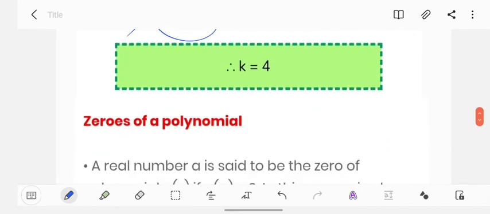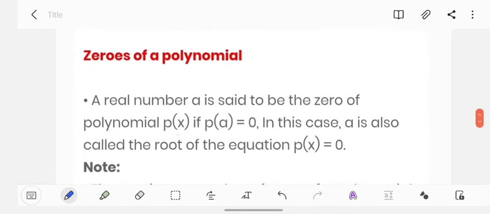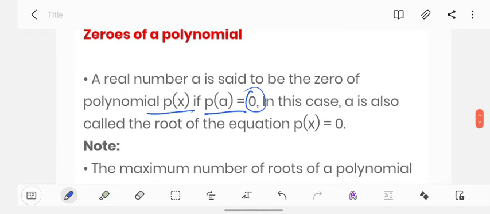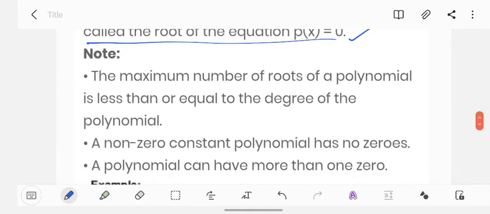Now the next topic is zeros of a polynomial. A real number a is said to be a zero of a polynomial p(x) if p(a) equals 0. That means you need to think of a number which, when substituted in place of x, gives you 0. In this case, a is also called the root of the equation p(x) equals 0. Root means the factor which, when it divides the given polynomial, leaves the remainder 0. The maximum number of roots of a polynomial is less than or equal to the degree of the polynomial.